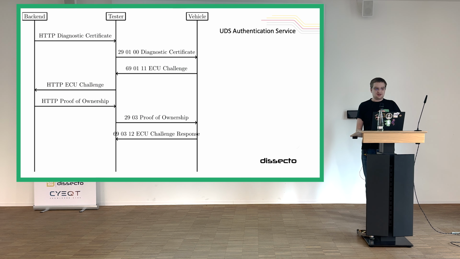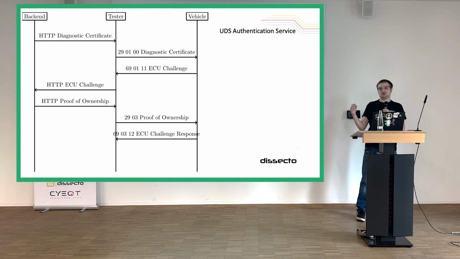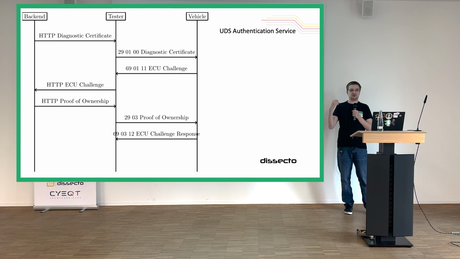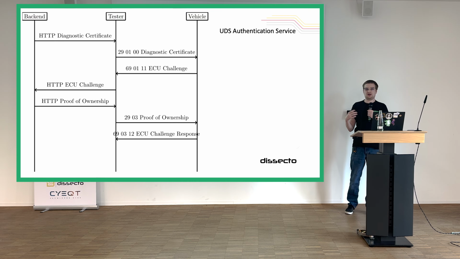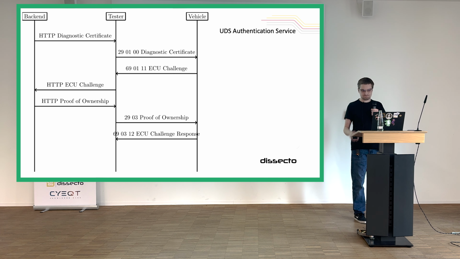Another thing is the UDS authentication service. Nowadays we have gone away from UDS security access. Instead, we go to the UDS authentication service. The authentication service now works like this. You first need to connect to an OEM backend. You need to get a diagnostic certificate, which will include the role you are allowed to have. So, for example, an engineer gets more permissions than just a normal repair shop tester.